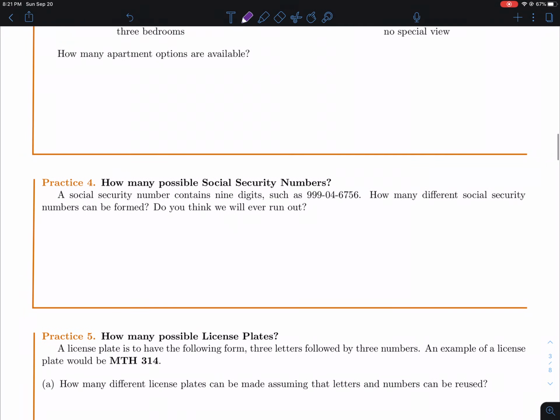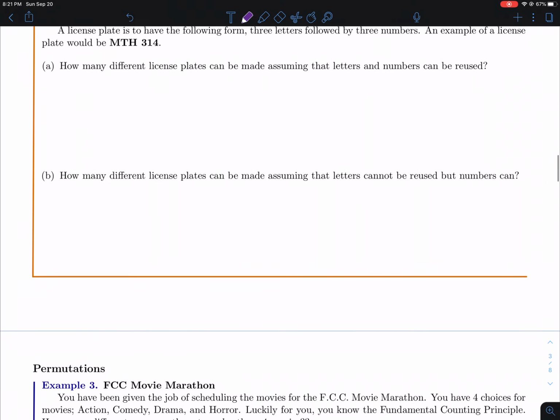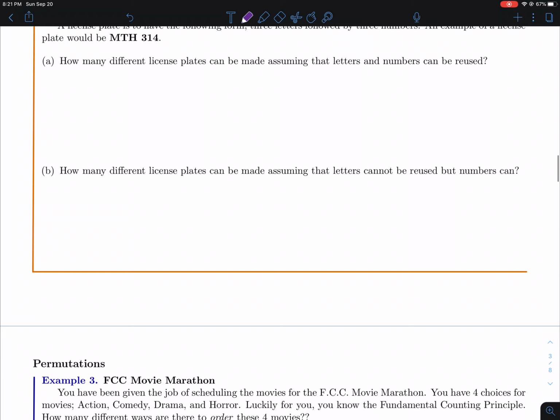So this one, 4 and 5, I'm curious to see how you do. This one might be a little tricky for you, so I'm not going to give you any hints at the moment, but if you get stuck on it, message me, and I'll throw some hints up on the board to help you out with those. So at this point, pause the video, and come back in a bit, and we'll talk about permutations.